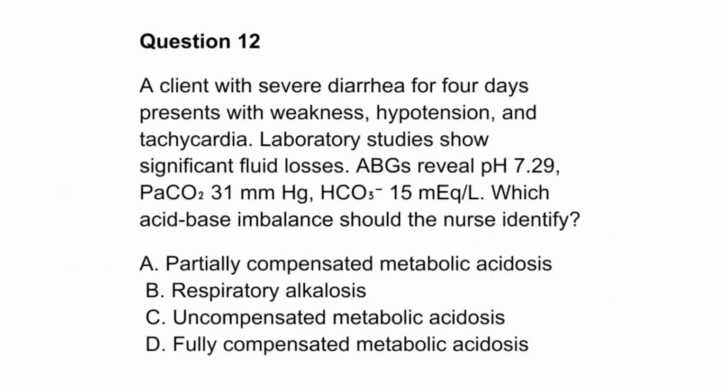Question 12. A client with severe diarrhea for 4 days presents with weakness, hypotension, and tachycardia. Laboratory studies show significant fluid losses. ABGs reveal pH 7.29, PaCO2 31 mm of mercury, HCO3 15 milliequivalent/L. Which acid-base imbalance should the nurse identify? A. Partially compensated metabolic acidosis. B. Respiratory alkalosis. C. Uncompensated metabolic acidosis. D. Fully compensated metabolic acidosis.